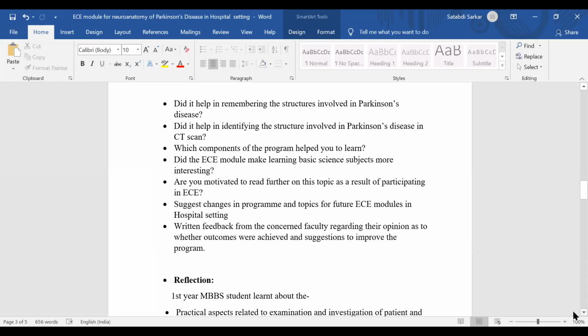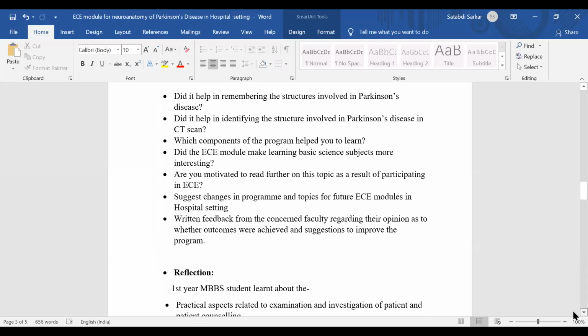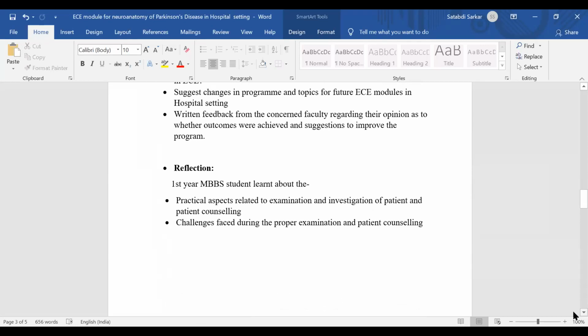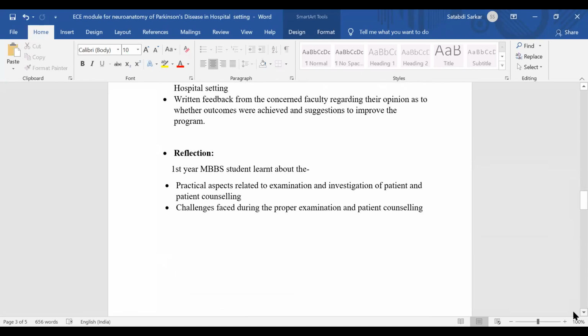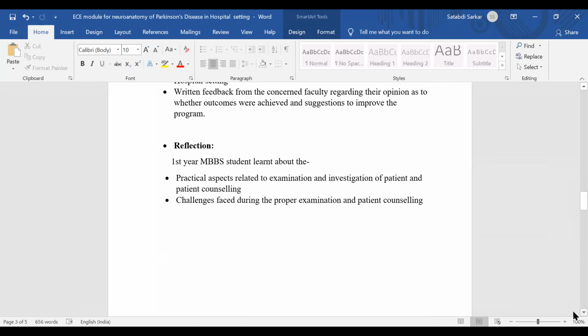We also take written feedback from the concerned faculty regarding their opinion as to whether the outcomes are achieved, and suggestions to improve the program. The reflections are about the practical aspects related to the examination and investigation of the patient and patient counseling, and the challenges faced during the proper examination and patient counseling.